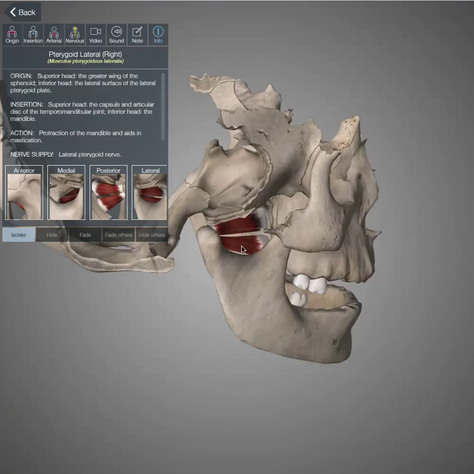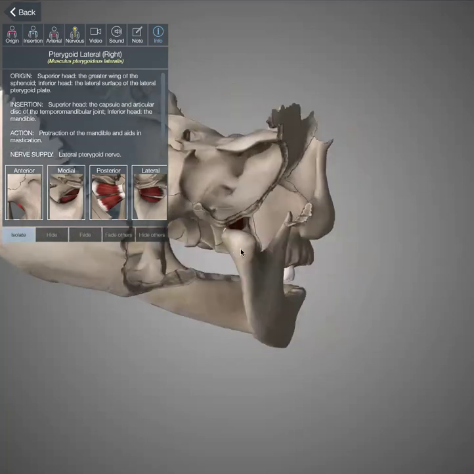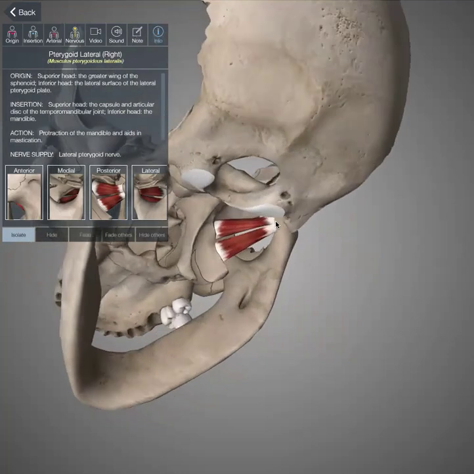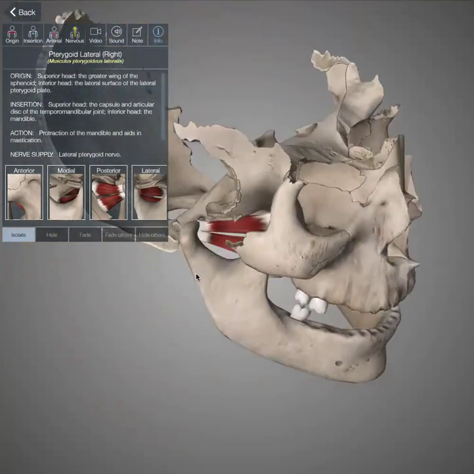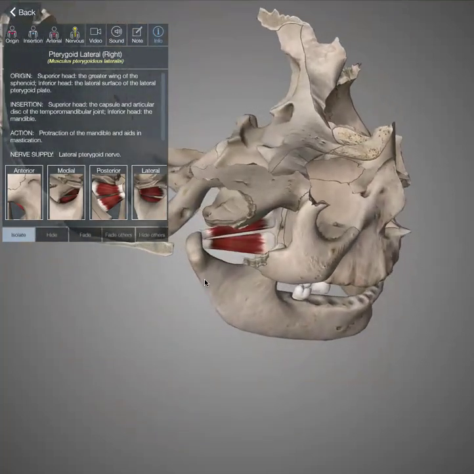Insertion. You can see the insertion is to the head of the mandible, both of them.